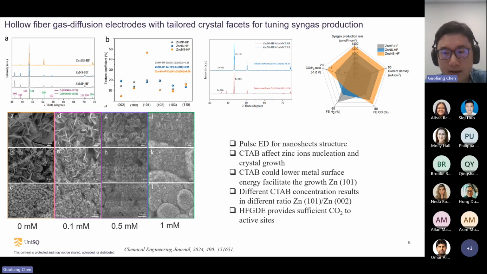So here I list a short conclusion. We use the pulse electrodeposition technique to control the morphology of the sheet structure, and we add CTAB to affect the nucleation and crystal growth of zinc. CTAB can also regulate the surface free energy of zinc 101 and zinc 002. And this hollow fiber configuration can provide sufficient CO2 to the active sites.